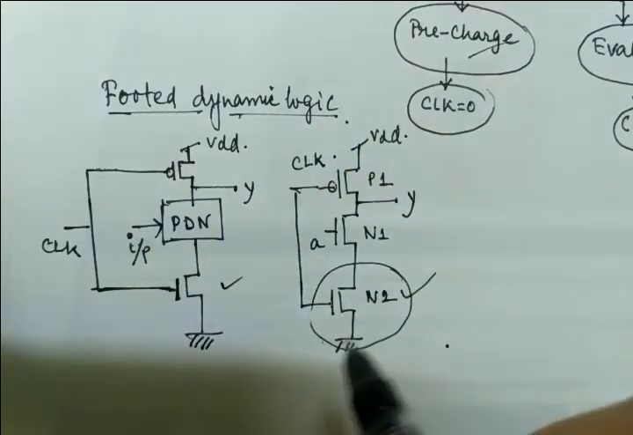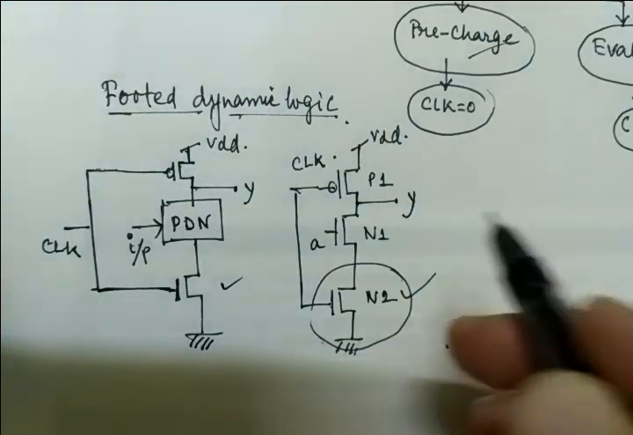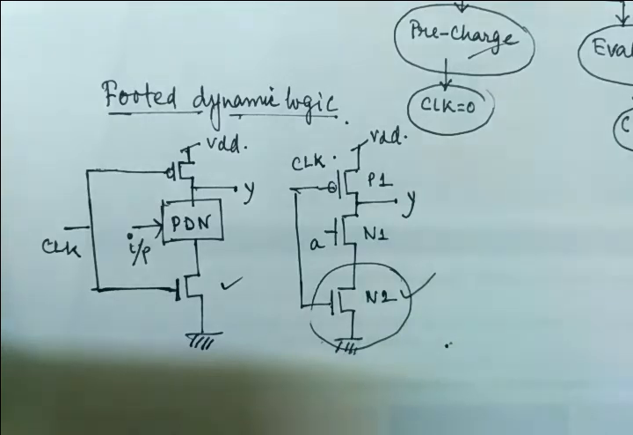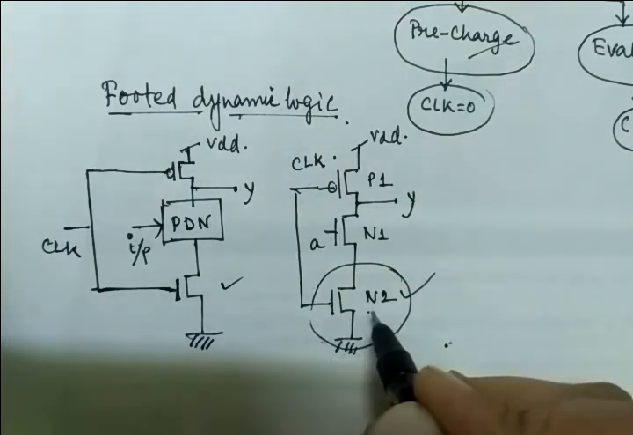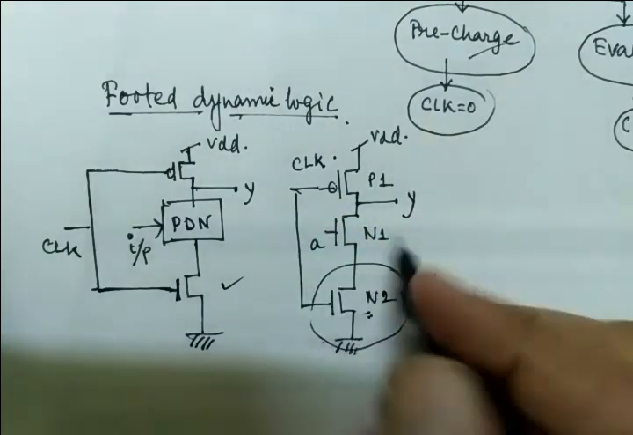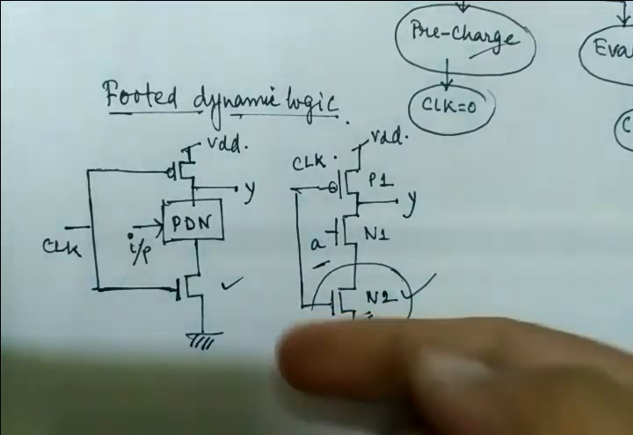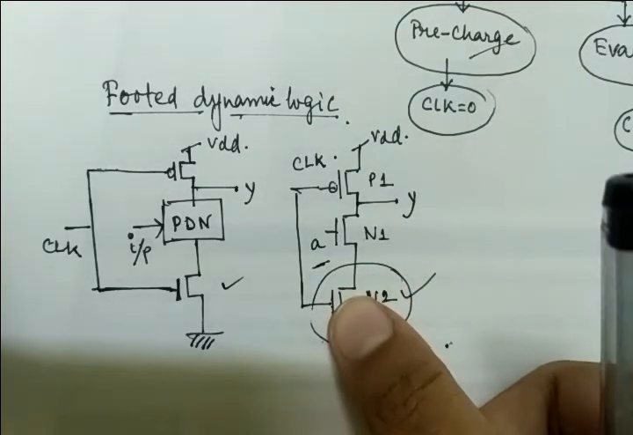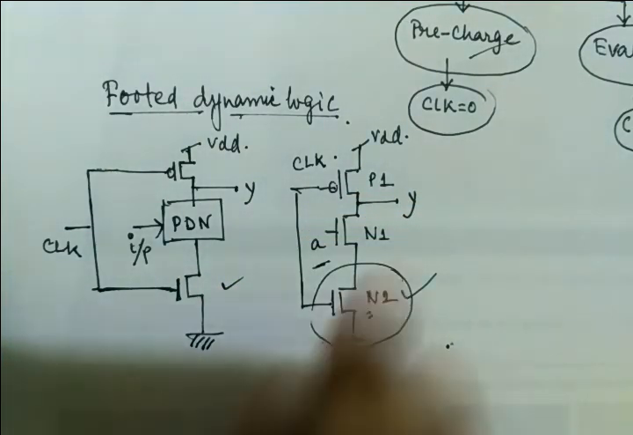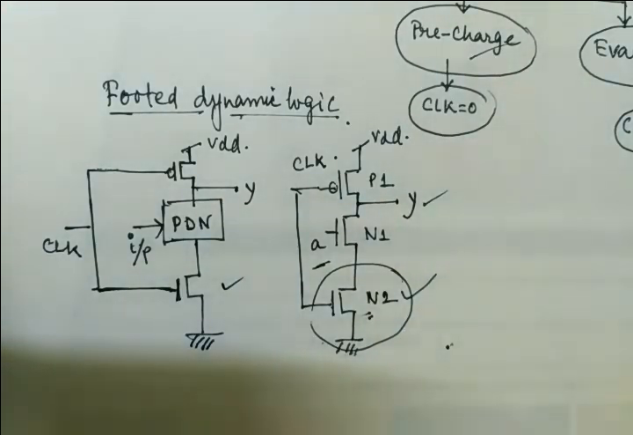So in this dynamic logic, the pre-charge phase means clock equal to 0. Whenever clock equals 0, this P1 is on, and clock equal to 0 means this N2 is off. So the pull down network is totally disabled. Even if the input is on, it will not work because there is a cutoff mode, an open switch, because this is totally off. So the total pull down network is off. So Y is charged to what? Y is charged to 1 because this P1 is working.